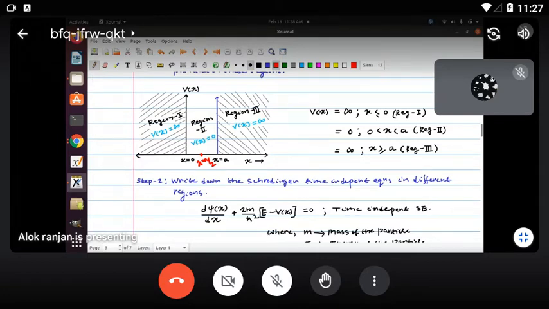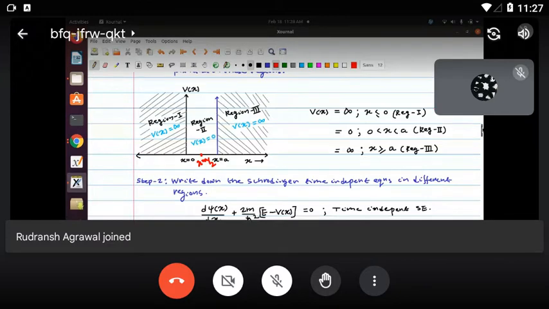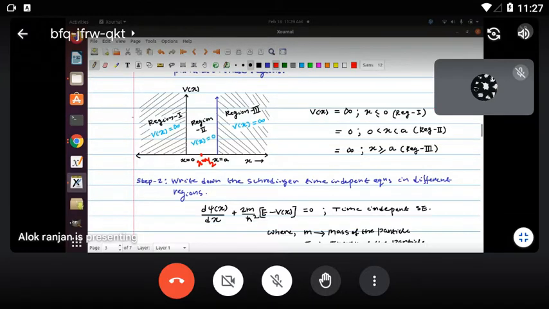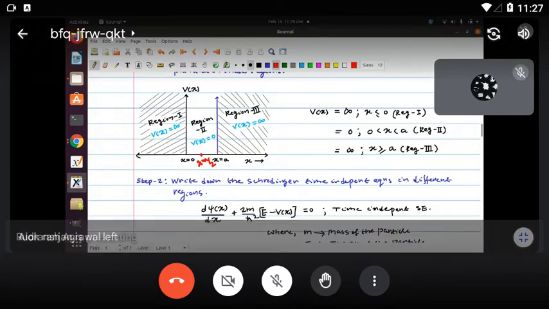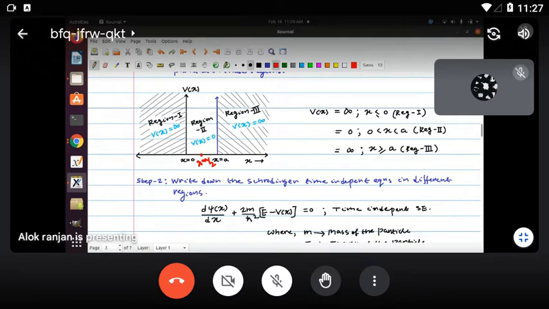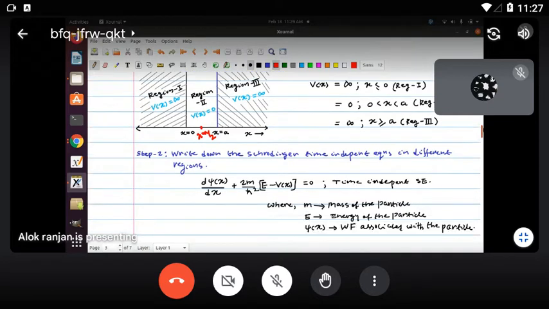Okay. So in short, we need to solve the Schrodinger equation in region 1 and region 2, and we'll get the eigenstates. There is no need to solve region 3, because region 1 and region 3 are mirror symmetric around a over 2.